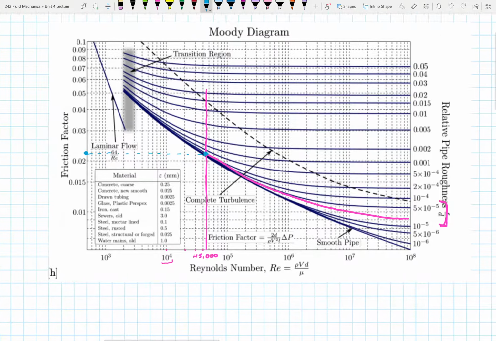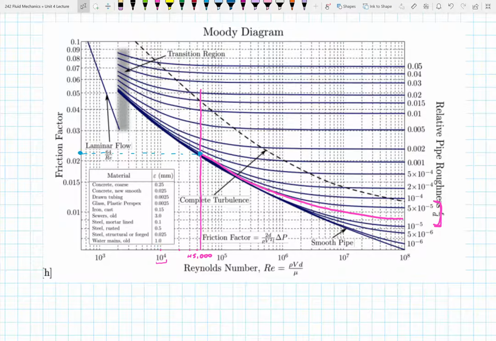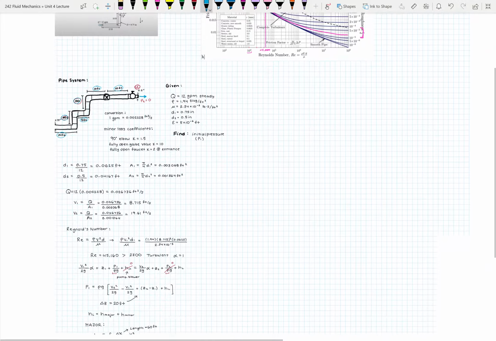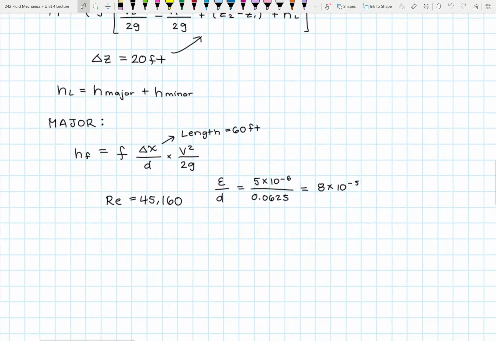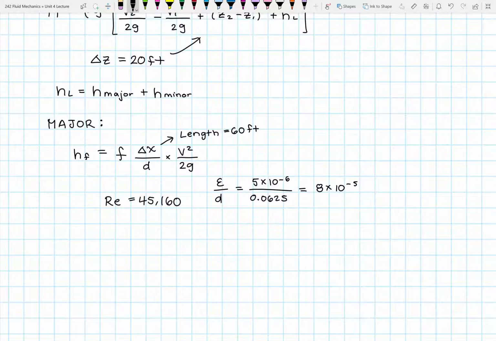So again, you kind of have to eyeball it. I would say this is roughly 0.022 maybe. So we're going to go ahead and use that value for our F. Alright, so now let's go ahead and plug things in.